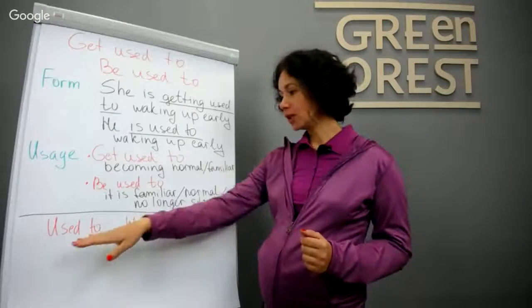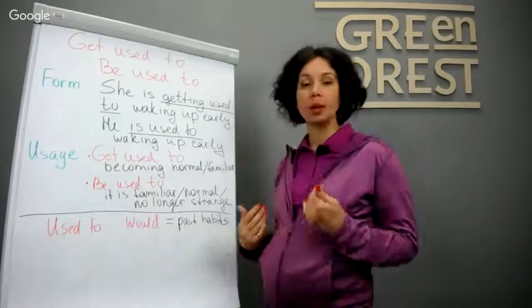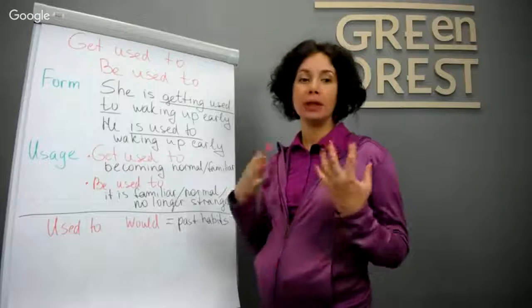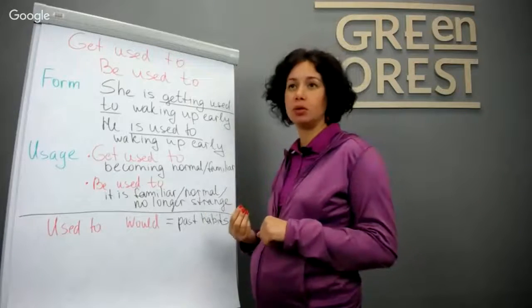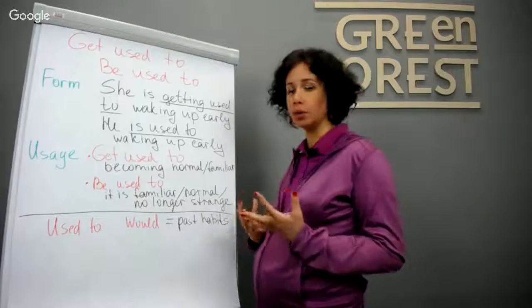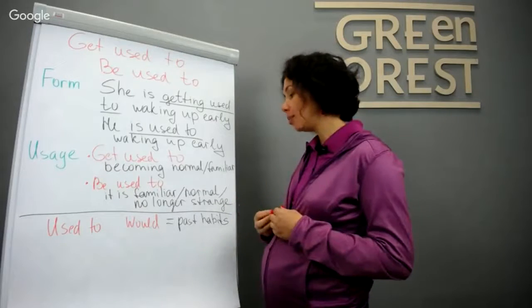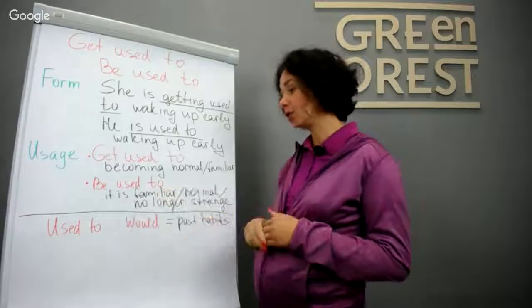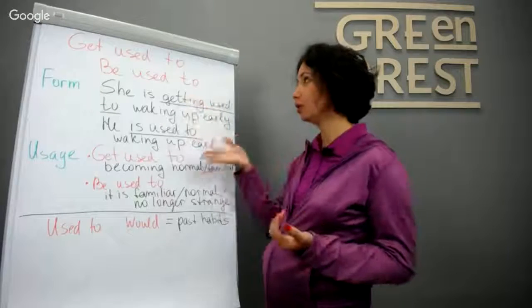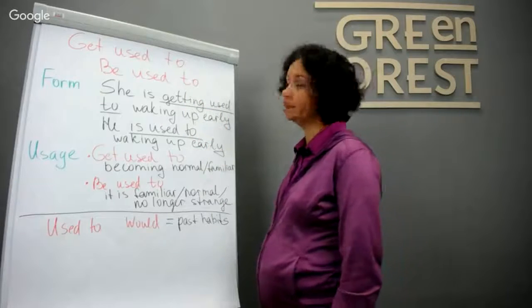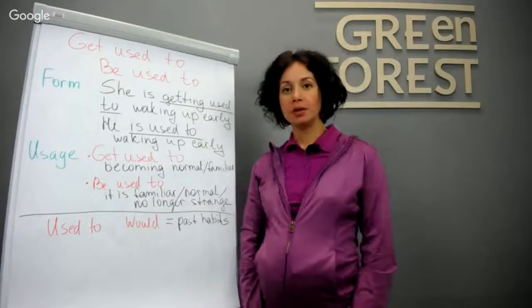In contrast, we have used to and would, which express past habits. So we did something in the past and it's not true anymore, it's no longer valid, and after these constructions we use the infinitive, in contrast to get used to and be used to. I hope you understood the difference.